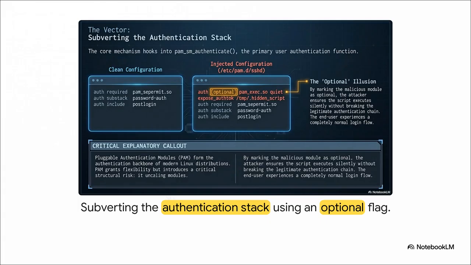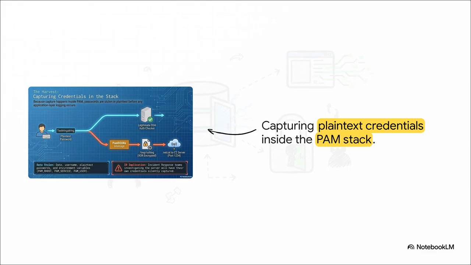By making it optional, the attacker guarantees their hidden script is going to execute silently without breaking the legitimate authentication chain. The end user just experiences a totally normal login flow, completely unaware that their data was just intercepted. Because this interception happens deep inside the PAM stack, all that sensitive data, the username, the plaintext passwords, the environmental variables, it's all stolen, XOR encrypted to hide it from defenders, and piped out to an attacker-controlled C2 server.